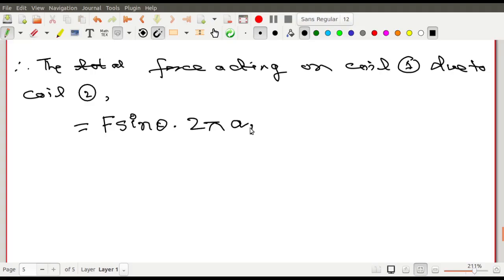The total length will be how much? That will be 2 pi a1. The total length of coil 1 is how much? It is definitely 2 pi a1. So that is how you get the expression. It is clear, surely? I hope that you have got it and you have understood it properly.